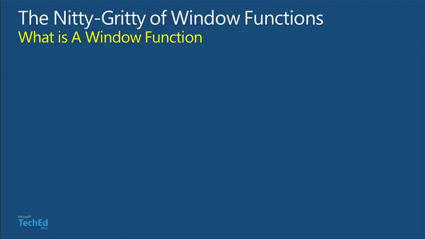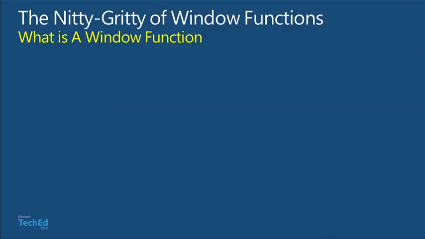So a window is a set of rows. Window functions truly use set-based thinking. So it's not cursor or procedural thinking. It's a set. So a window function is a function that applies to a set of rows.